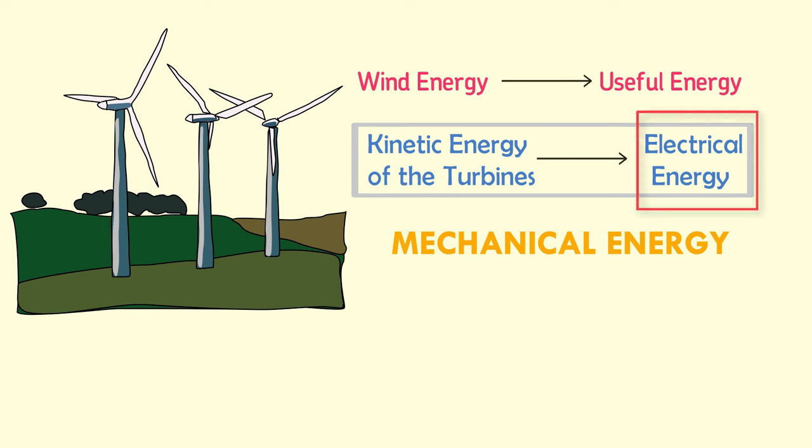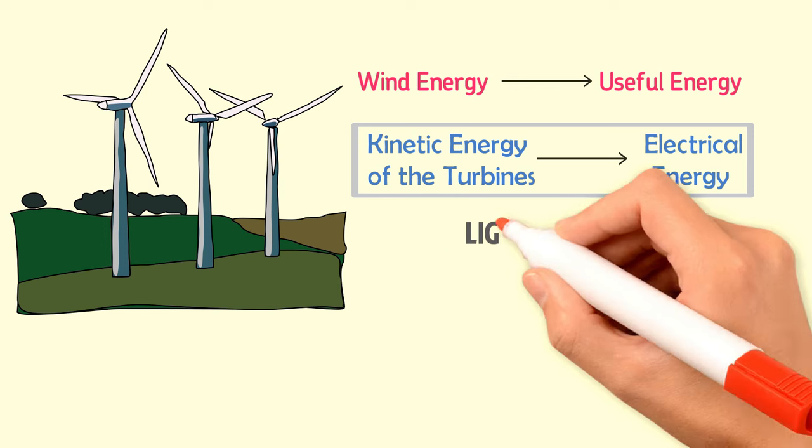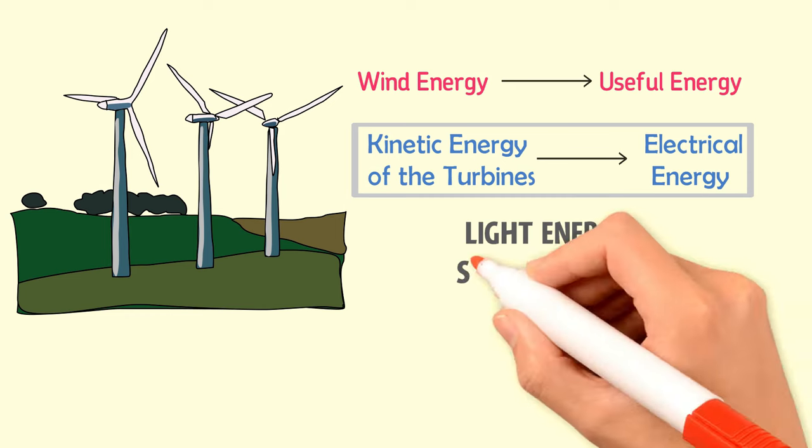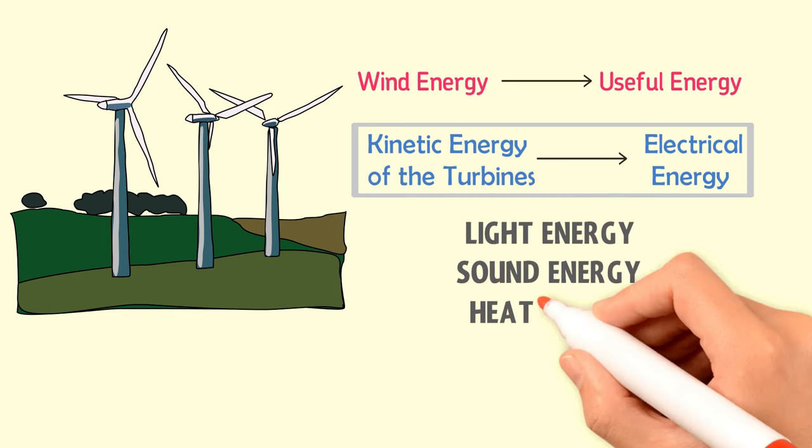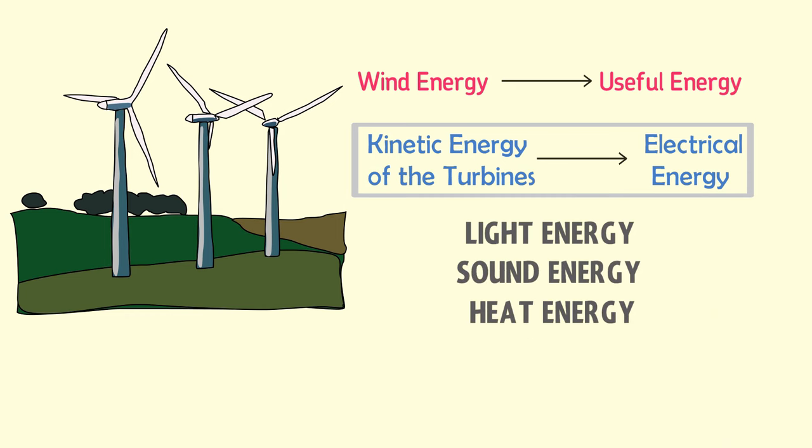This electrical energy can then be converted to light energy or to sound energy or to heat energy. Thus, in this example, wind energy is converted into kinetic energy, into electrical energy, and to mechanical energy.